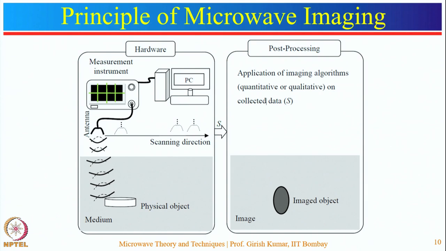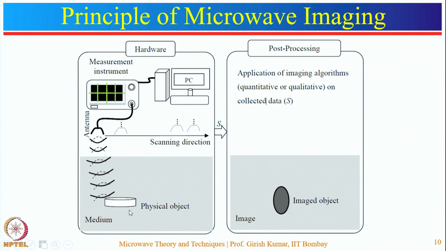Now, the microwave imaging principle can be defined in two ways, through hardware components and the software component. The hardware component collects the data from the sample under test. It sends the electromagnetic waves through the antenna to the sample under test. Now, if the sample is of homogeneous type and it is of infinite size, then it does not reflect any EM waves.